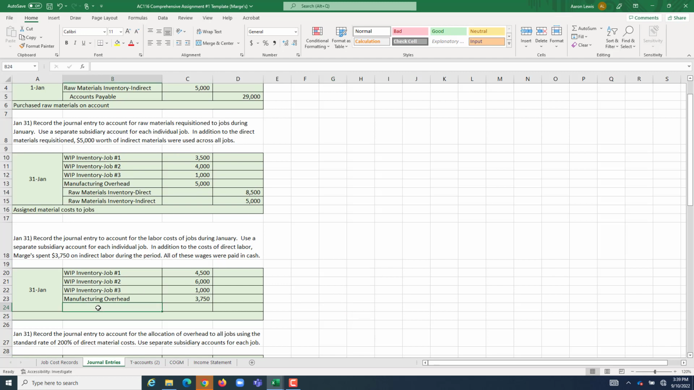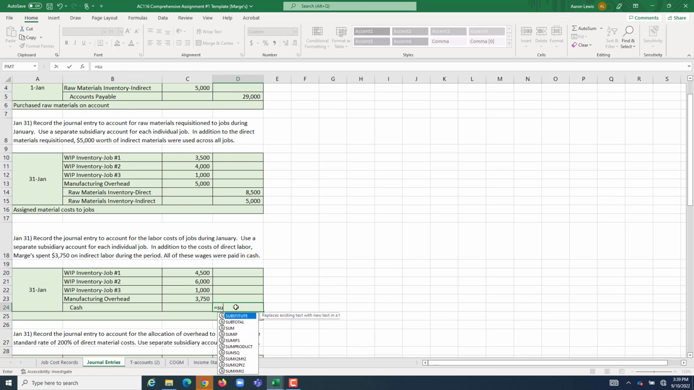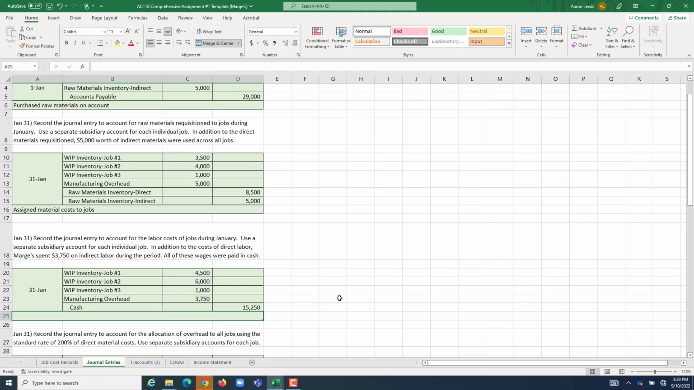All of these wages were paid in the form of cash, which means we sent out an amount of cash to our employees equal to the sum, equals sum, open parenthesis, of the amount of direct labor for job 1 plus the amount of direct labor for job 2, the amount of direct labor for job 3, and the total amount of indirect labor costs we incurred across all of those jobs. So equals the sum, highlight the 4 numbers that you want to add up, close your parenthesis, and hit enter. And that totals up to $15,250. We assigned labor costs to jobs.